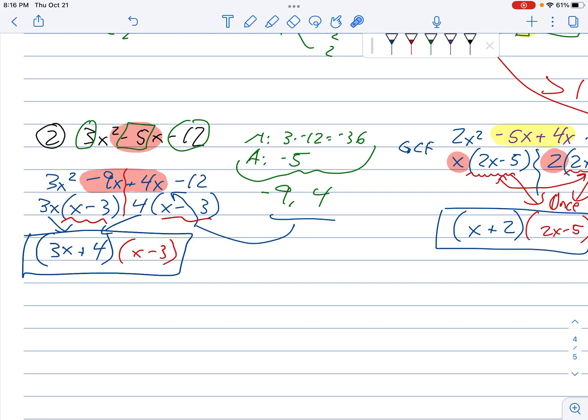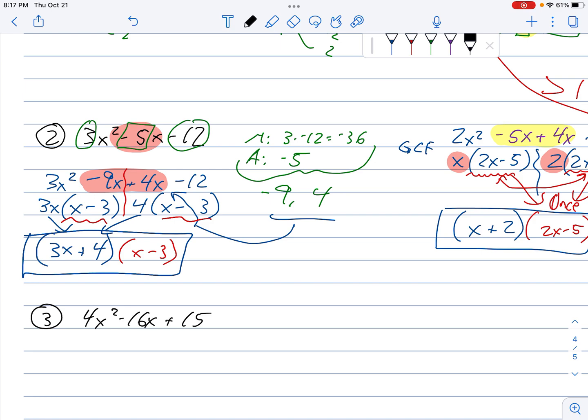If I weren't sure, I would say 3 times x. 3 and 3 is 9 plus 4. There's my negative 5. There's my negative 12. So if you're ever unsure, multiply these and see if you get it back to where you started. I'll do one more example, and then we'll cut this video.